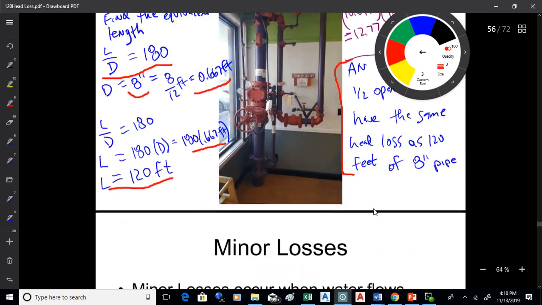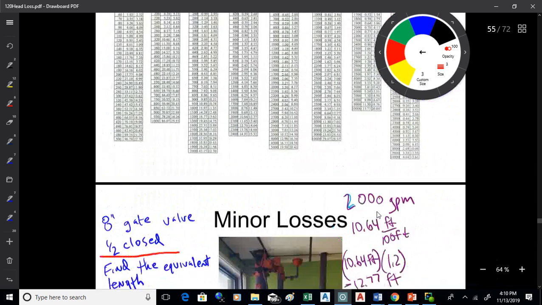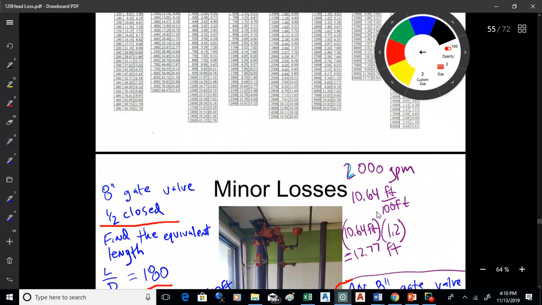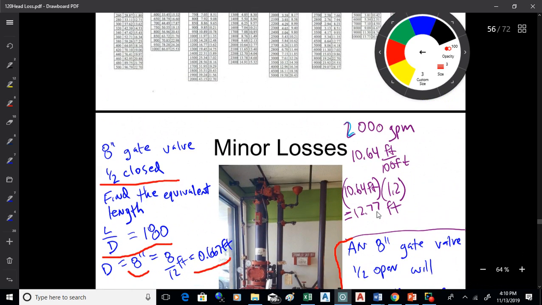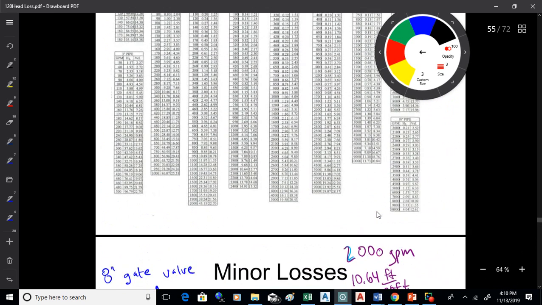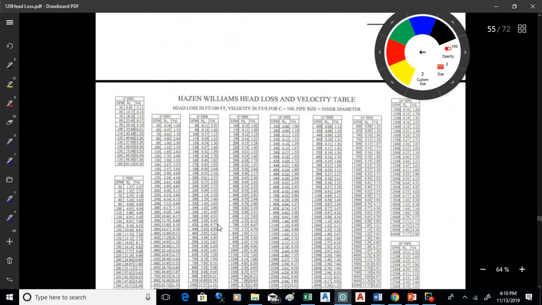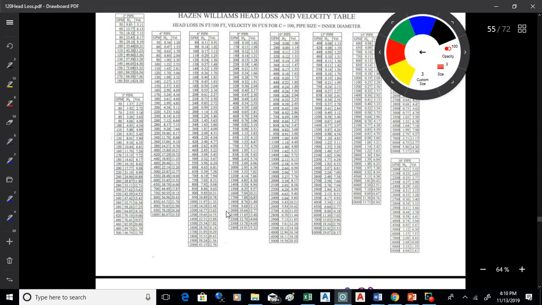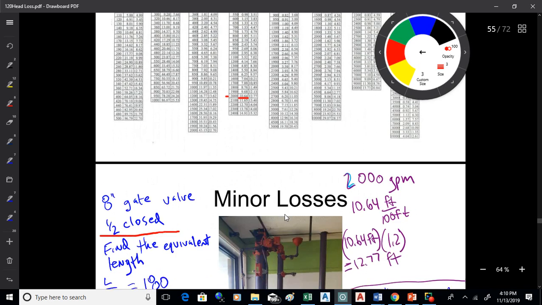So what we'll do next is go look at the head loss charts. We'll go to 2,000 gallons per minute because that's what we'd like to find next. So that's on page 122. If we have 2,000 gallons per minute flowing through this 8-inch gate valve, we'll go here, we'll go to 2,000, and we'll see that that has 10.64 feet of head loss per 100 feet.